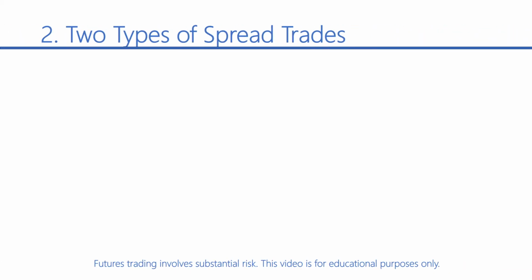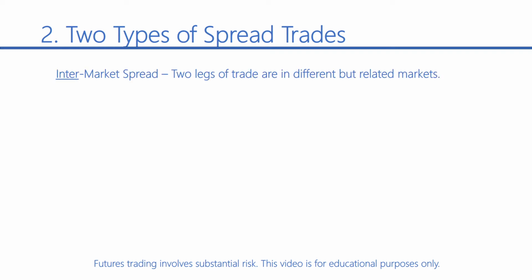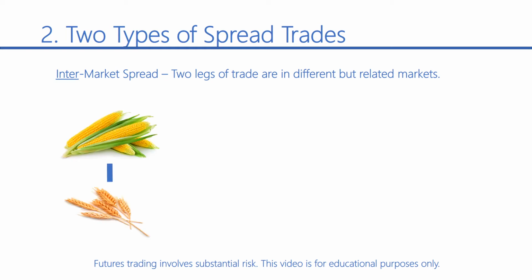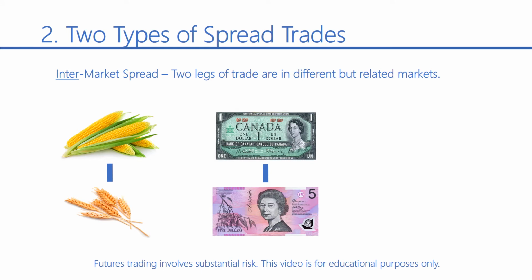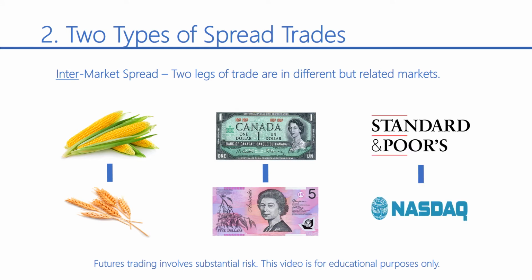Point number 2. There are 2 primary categories of spread trades. Inter-market spreads combine 2 different but related markets. The corn and wheat example we just looked at is an example of an inter-market spread trade. Other combinations of related futures markets could be the Canadian and Australian dollars, and the S&P and NASDAQ stock indexes.